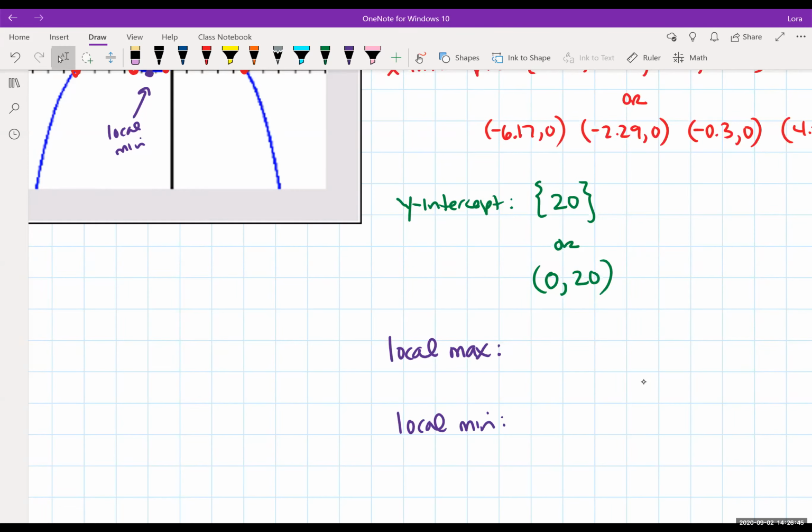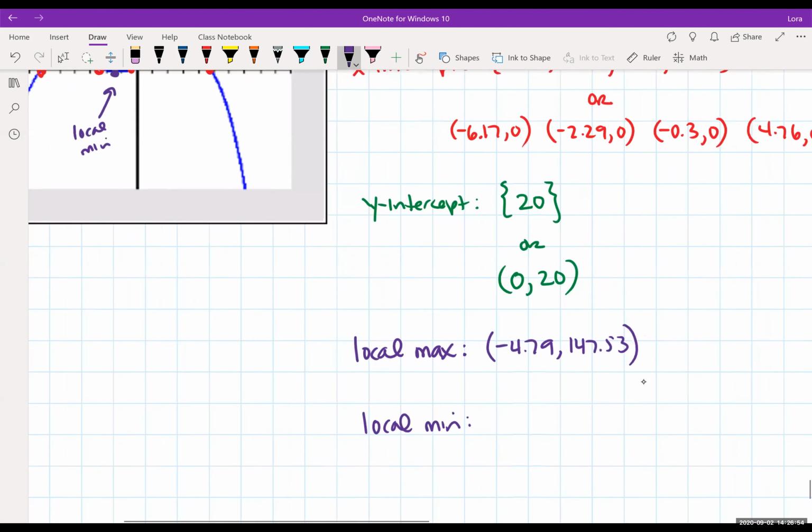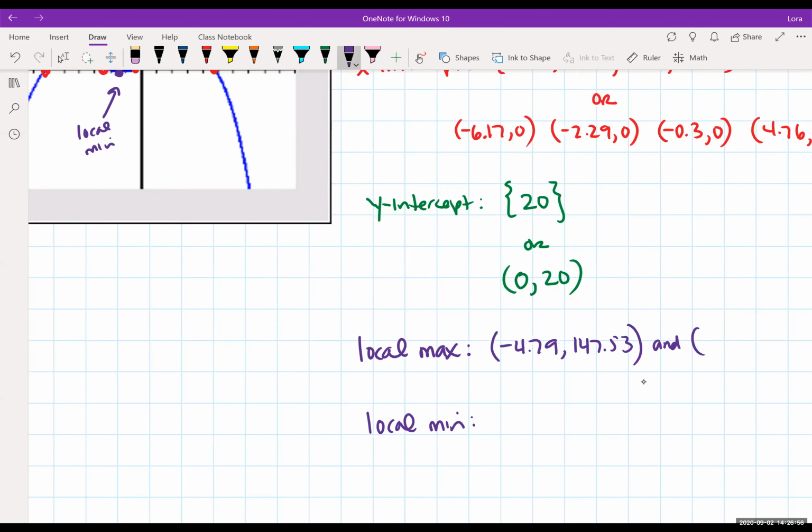So local max, I have 2 of them. Writing them as an ordered pair, I have negative 4.79, 147.53. That's one of them. The other one we just found, 3.07 and about 281.31. And then we only had one local min that happened to be negative 1.28 and negative 29.34. So just make sure you're writing the correct ordered pairs in the right place. Don't switch around your maxes and mins, that could get confusing.